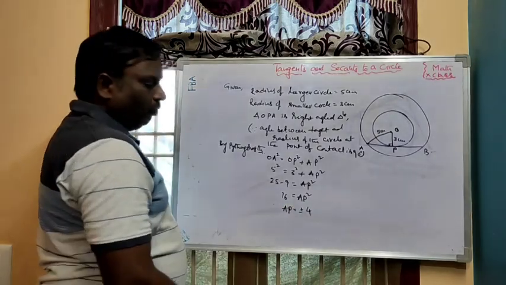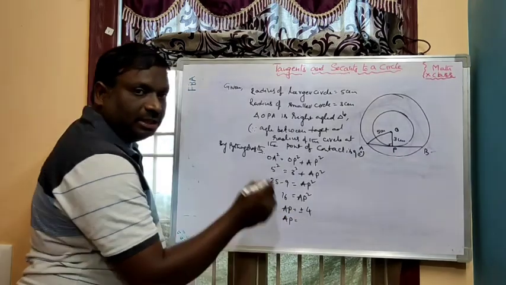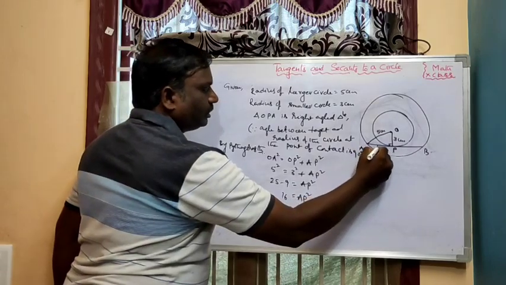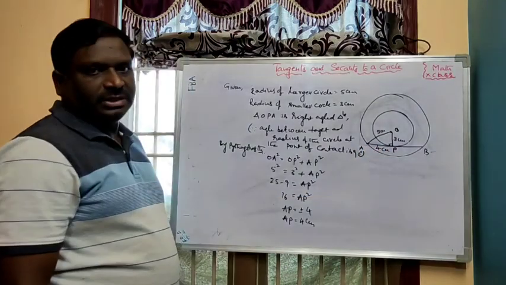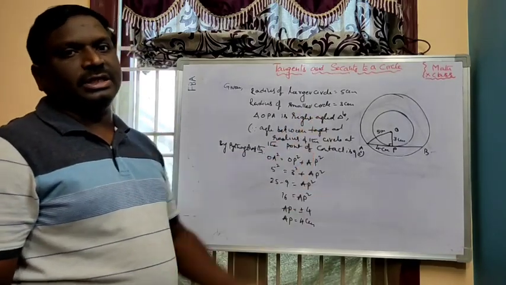Then AP equals plus or minus 4. We cannot take the negative value. We need to take the positive value because length cannot be negative. AP equals 4 centimeters. Already the second statement has been explained. What is the second statement?